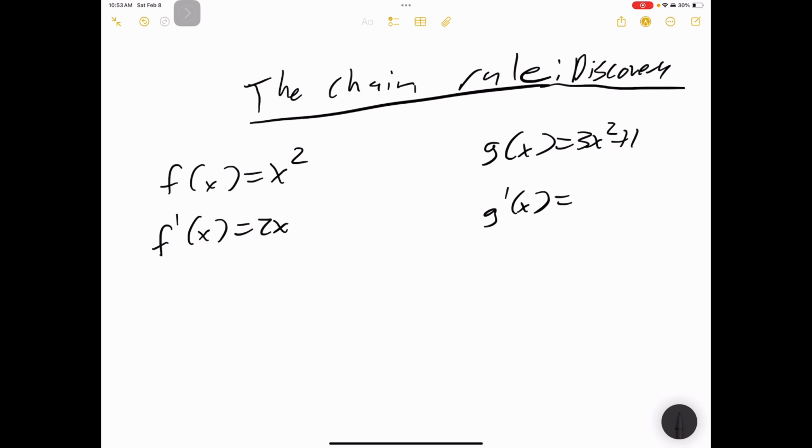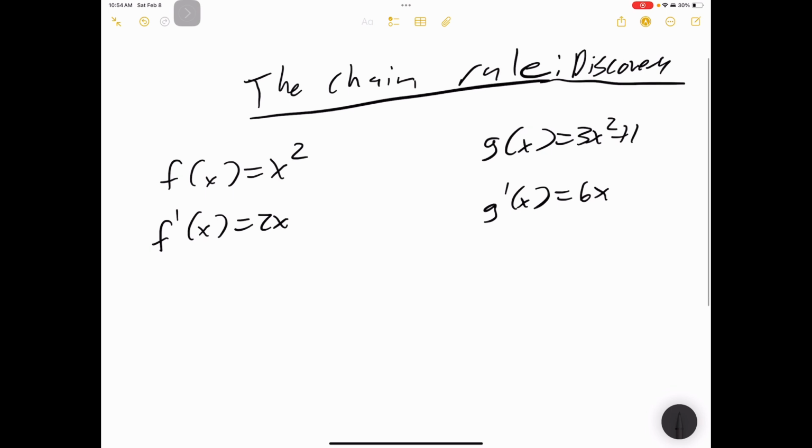X squared, we bring the 2 down. 2 times 3 is 6. We subtract 1, and we get x to the first power, or just x. And then the 1 disappears because the derivative of any constant is 0.